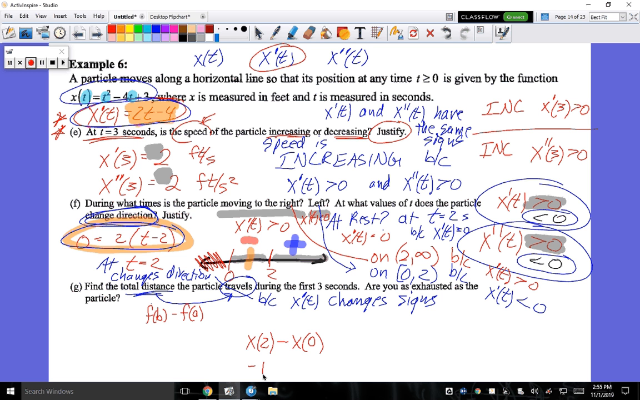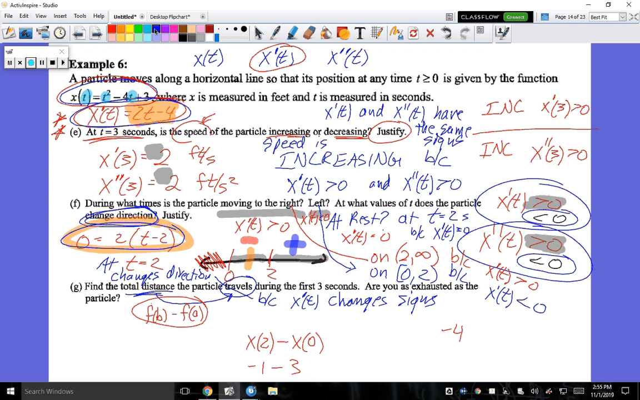Because we're trying to see what the position is at those times, since right now we're looking at a displacement. And since we're traveling backwards from 0 to 2 seconds, after 2 seconds it's my final position minus my initial position of x of 0. And x of 0 would be what? 3. So negative 1 minus 3 gets us negative 4.